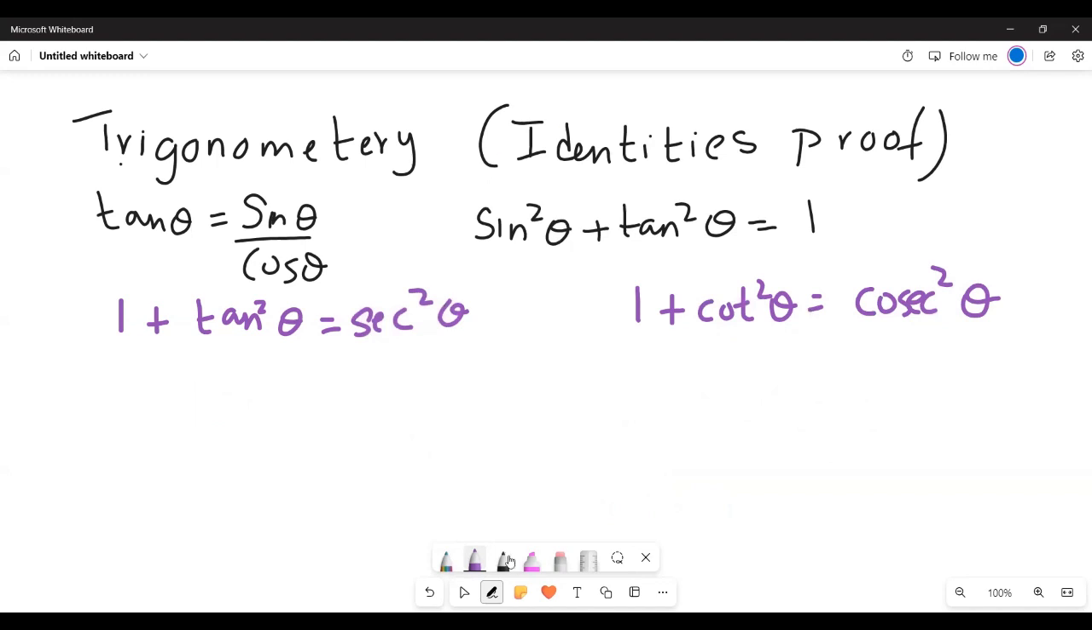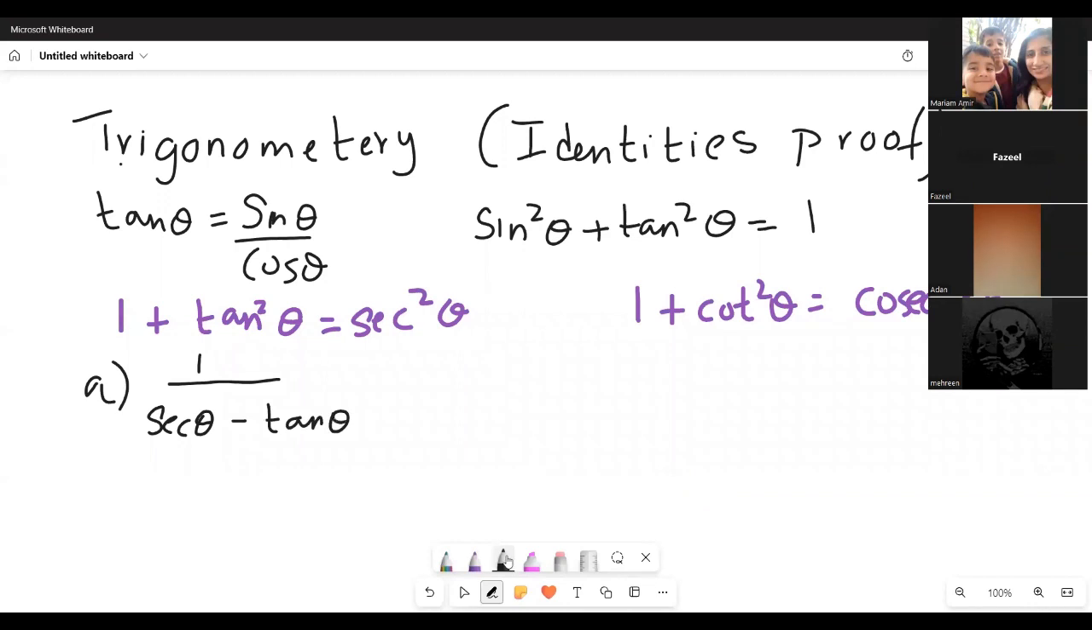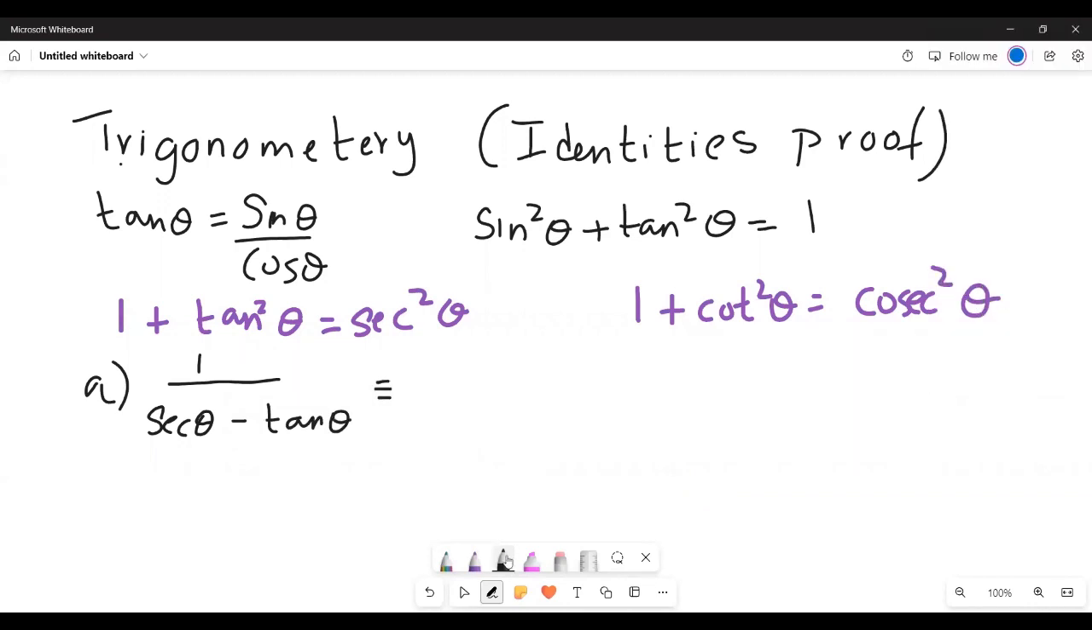Okay. So the first question is, prove the following identity. Part A is 1 by secant theta minus tan theta is identical to secant theta plus tan theta. You have to prove that the left-hand side can be written as the right-hand side or vice versa.